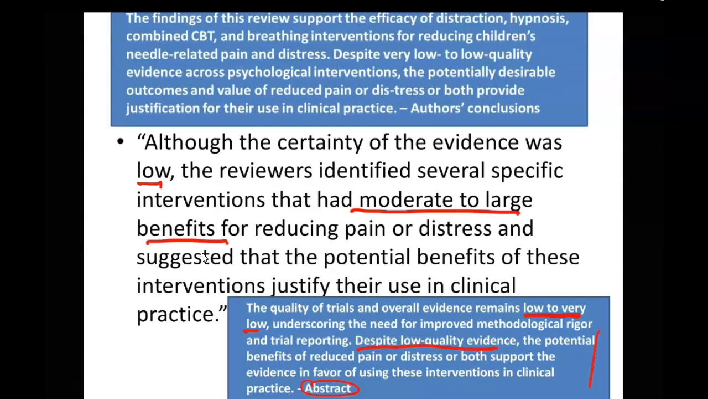And there's another part in the author's conclusions where it says something similar. The findings of this review support the efficacy of distraction, hypnosis, combined CBT and breathing interventions for reducing children's needle-related pain and distress, despite very low to low quality evidence across psychological interventions. The potentially desirable outcomes and values of reduced pain and distress will provide justification for their use in clinical practice, right? Which is exactly what Professor Wieland is summarizing here. So you get the same information that informs this particular summary from different places as well.